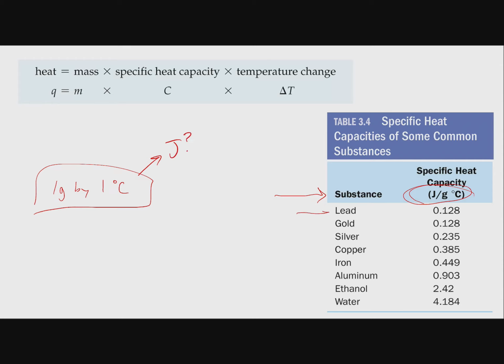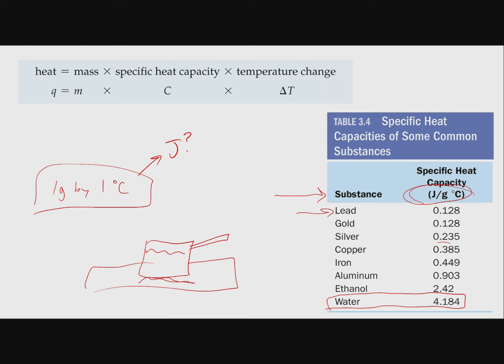So for lead it requires 0.128 joules for every gram to change it by 1 degree. Silver requires more energy. Water requires a ton of energy, right? If you had a pot of water on the stove, that's your burner, your knobs. You turn it on. You wait 10 seconds. What are you going to touch? Are you going to touch the outside of the pan, or would you stick your finger in the water?